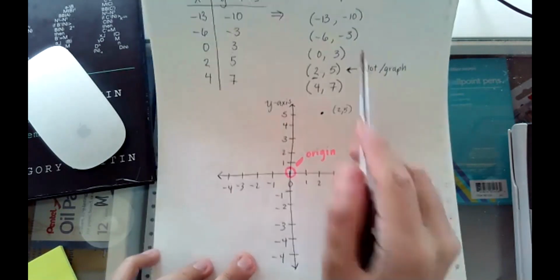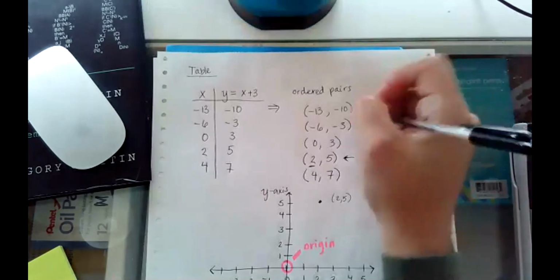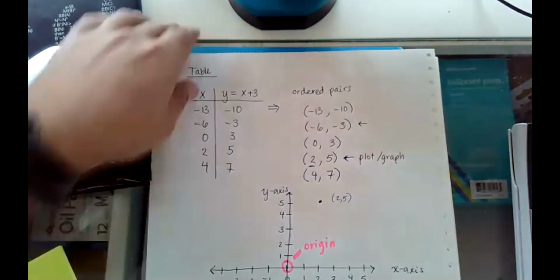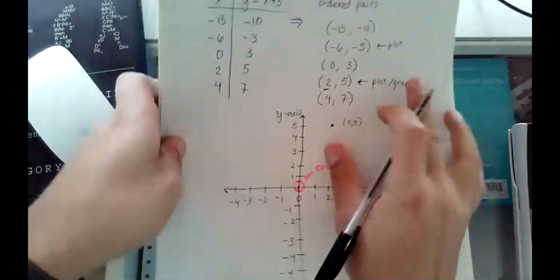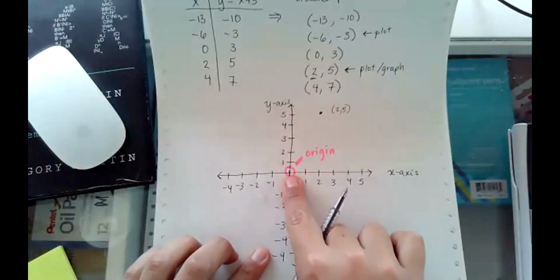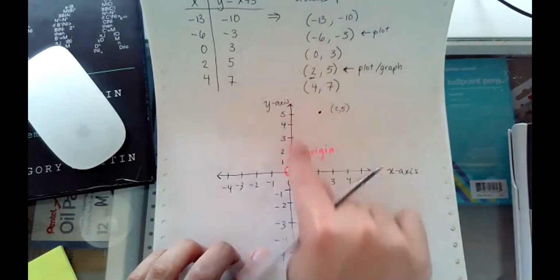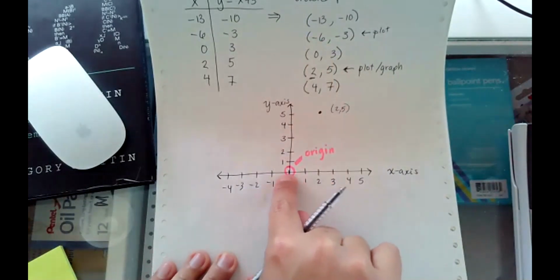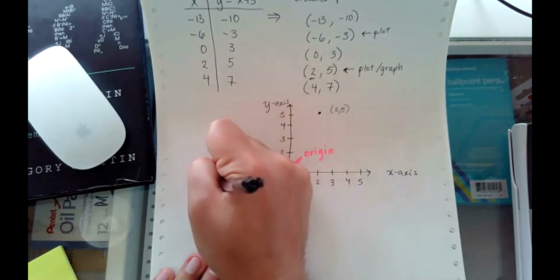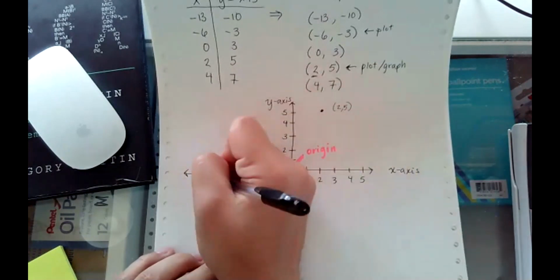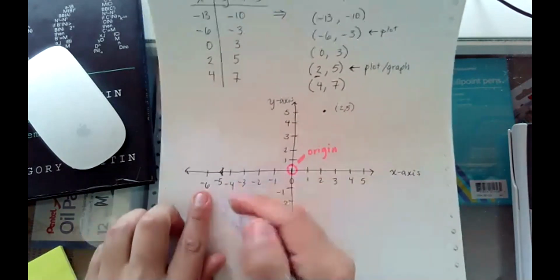We could do the same thing with -6, -3. Let's go ahead and plot that one. Again, we're always starting at the origin. And then -6 is on the x-axis. So we're going to go to -6 to the left. So we'll go over here. This is -5. I'm just going to extend my number line. You can do that whenever you run out of space. -6 goes over here. So I'm at -6.